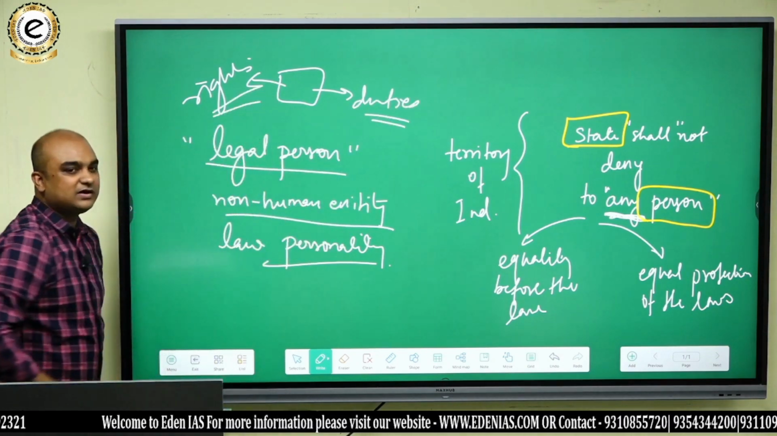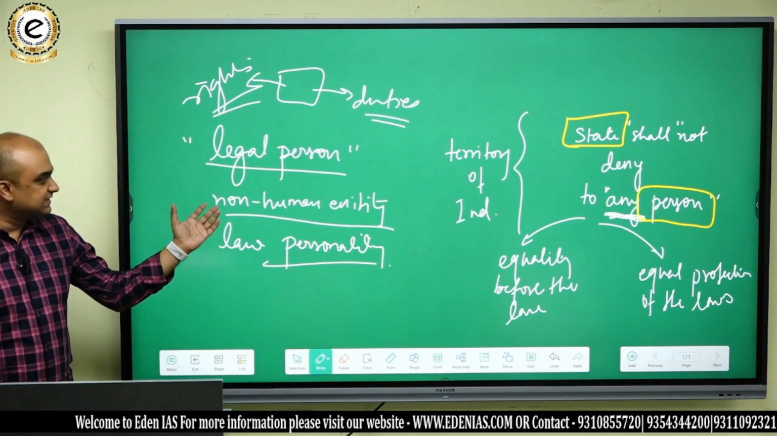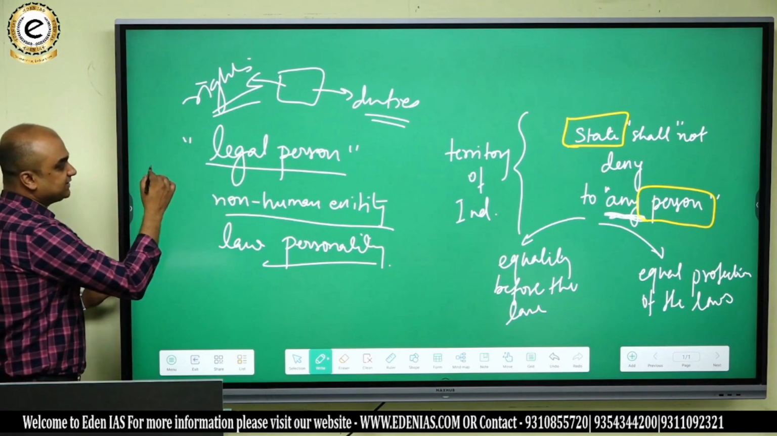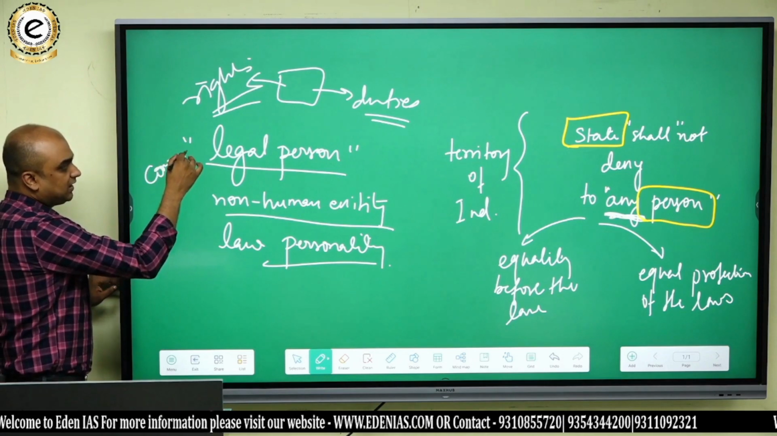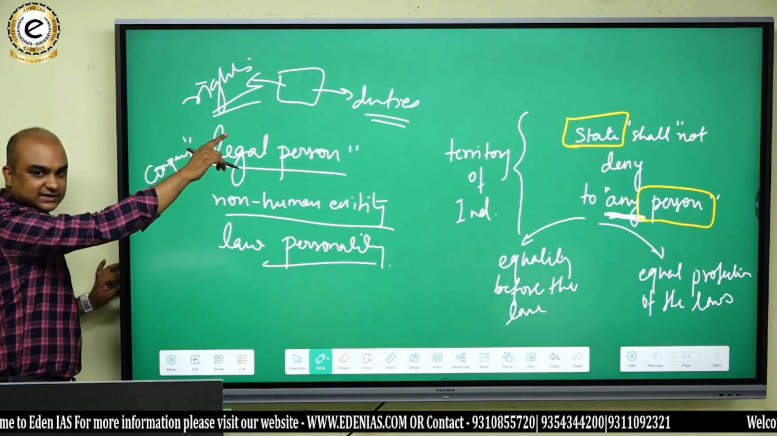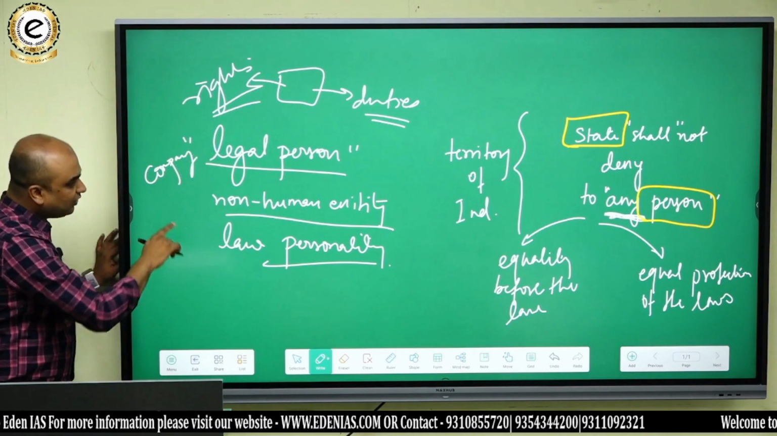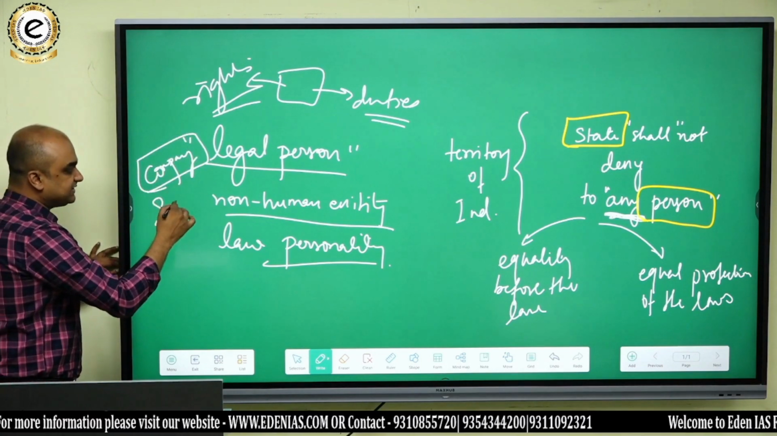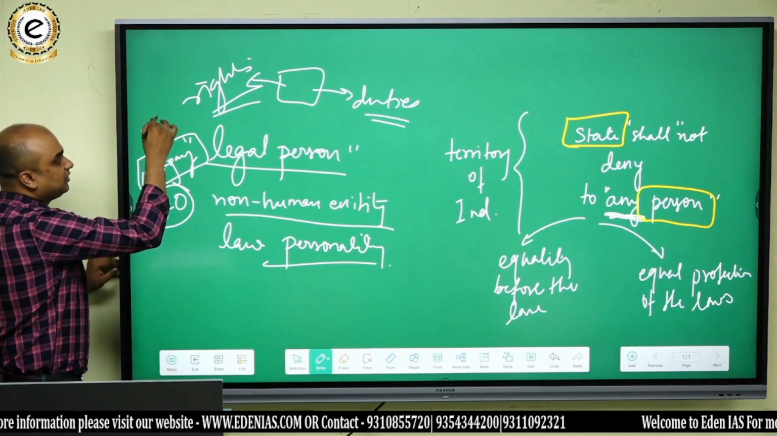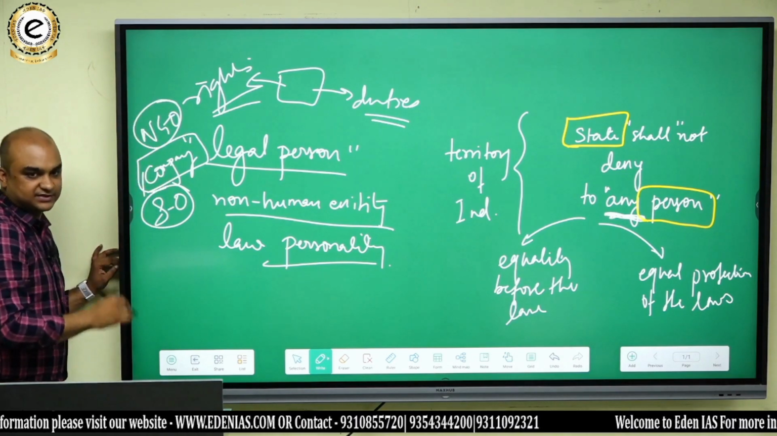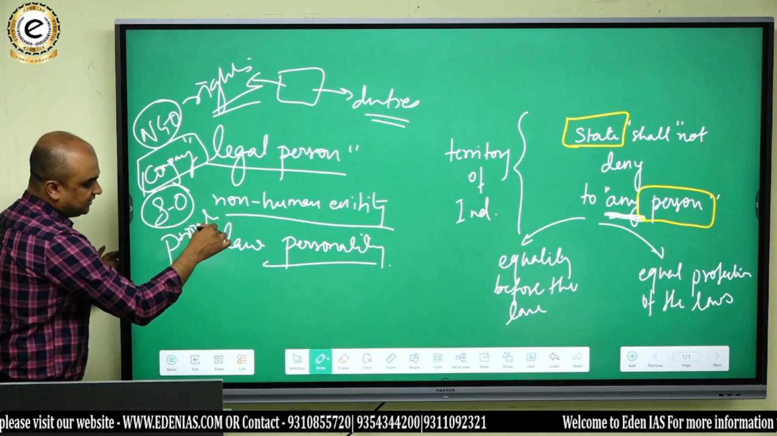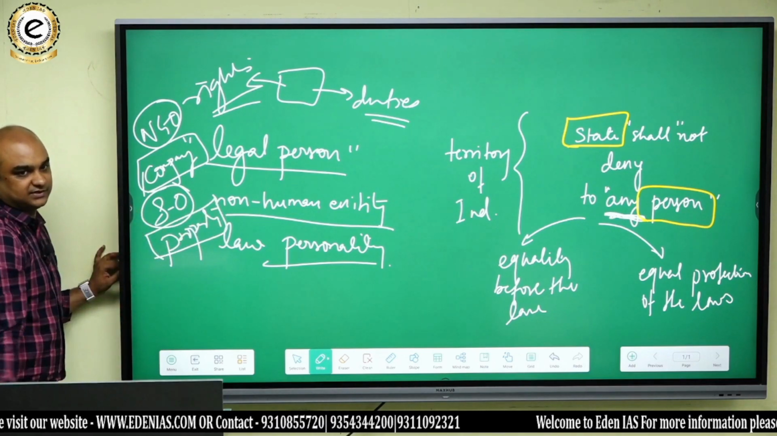Now, what can they be? These legal persons can be anything. Say, for example, this legal person can be a company. A company has certain rights. A company has certain duties also. So, company could be one example of a legal person. A social organization like an NGO could also become a legal person. Do you get it? Even property can also become a legal person.